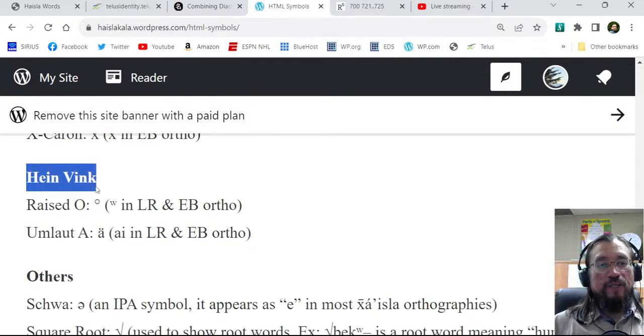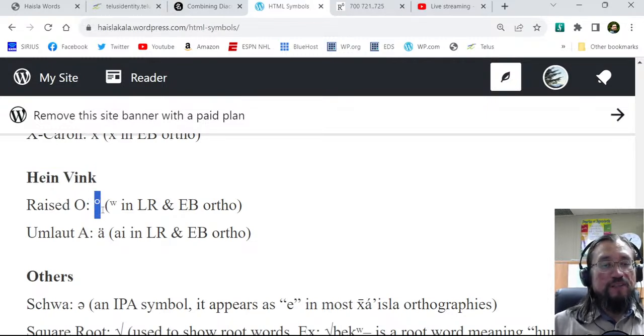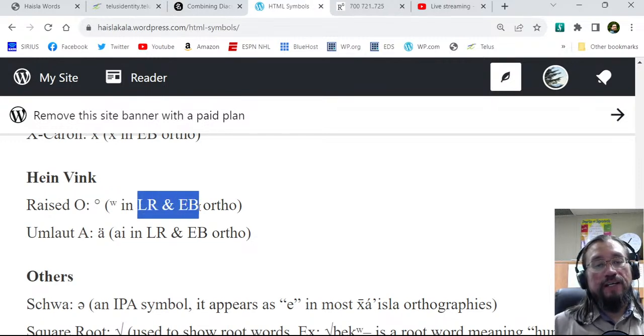And then we go back to the beginning. The first linguist that worked with the Isla language and developed a writing system for it was Hein Vink. And he used a small raised W, or a small raised O. It's basically like the degree symbol. And this is the same as the small raised W that appears in the Lincoln and Rath orthography and Emmenbach, and also now the hybrid orthography. It just represents a rounded consonant.